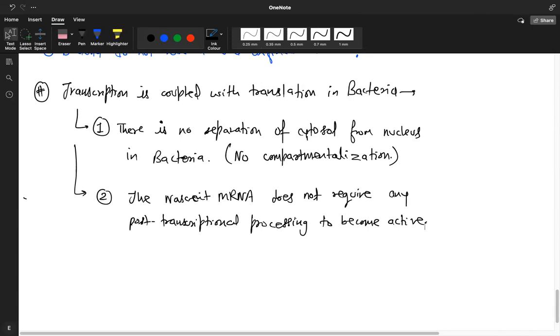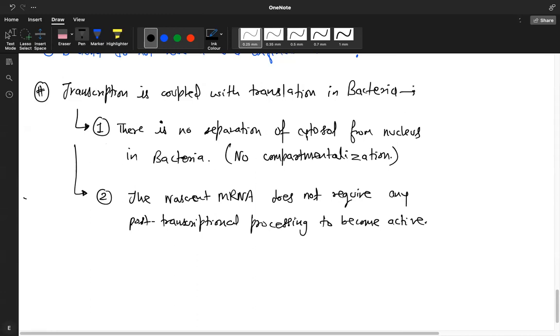So the mRNA which is synthesized is an active mRNA. It can right away from the moment of synthesis act as a template and can be translated. Second, there is no compartment, so everything is happening in the same compartment. So ribosomes are also present at the same place where the DNA is present. Clear, everyone? Yes, sir. Yeah, makes sense.